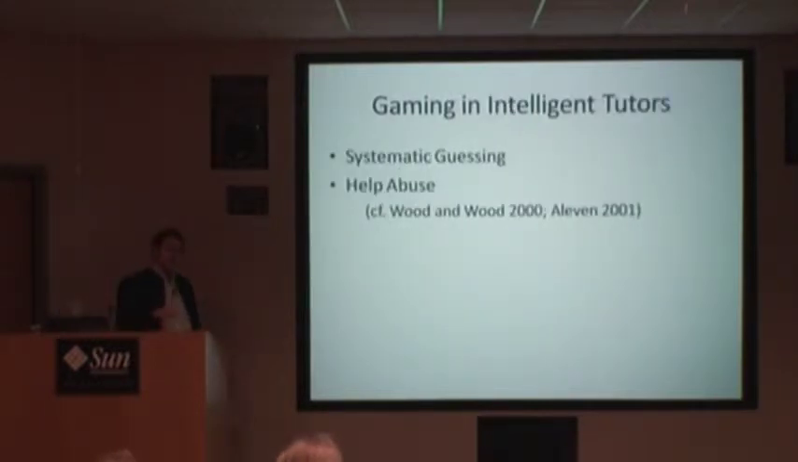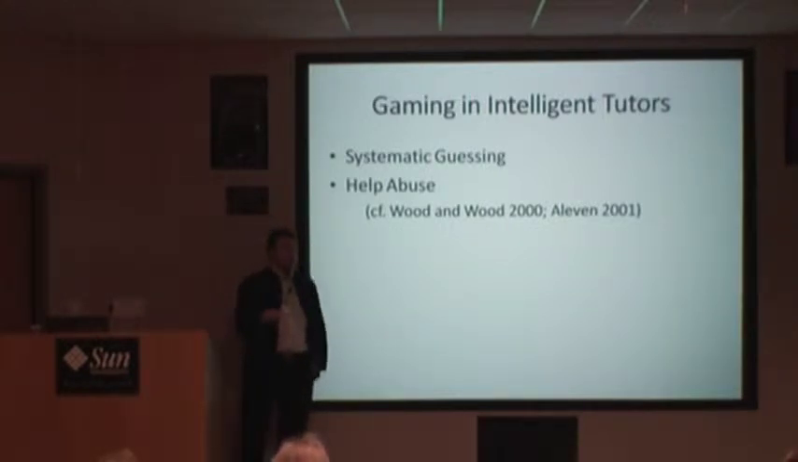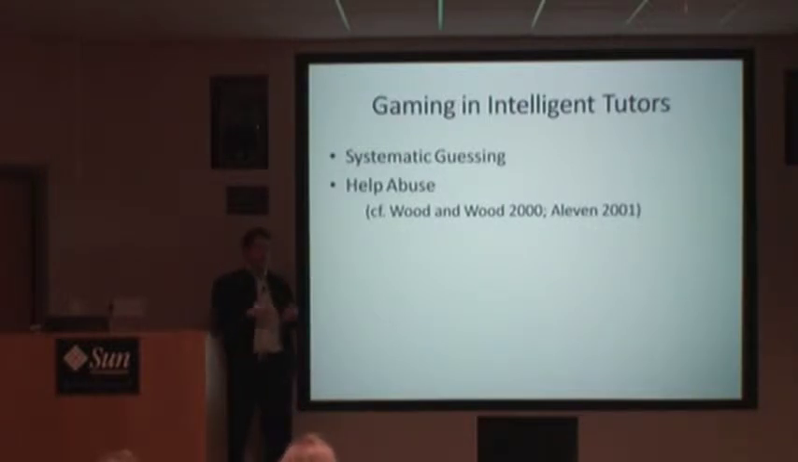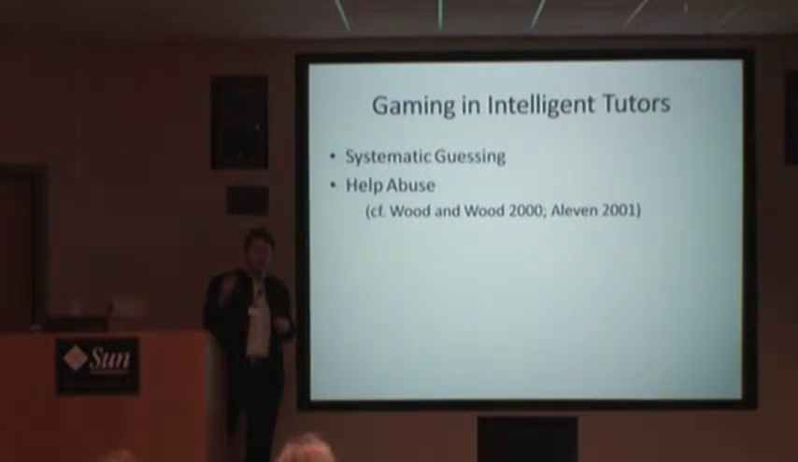And in intelligent tutors like the one you saw, it consists of behaviors like systematic guessing. And you saw a little bit of that there, but it's also things like trying every single number quoted in the problem statement. Or, for example, one student tried 1, 2, 3, 4, 5, and so on to 38, which was the answer. It's also help abuse, which in systems like this one usually consists of asking for a hint, and instead of reading it, just going next hint, next hint, next hint, until it gives you the answer.